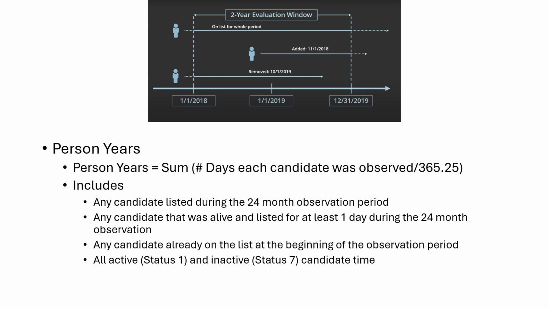Person years is calculated by taking the sum of the number of days each candidate was observed for a specific transplant program during the evaluation period and dividing it by 365.25. Included in this calculation are any candidates that were listed during the 24-month observation period, any candidate that was alive and listed for at least 1 day during the 24-month observation period, any candidate that was already on the list at the beginning of the observation period, as well as all active and inactive candidate time. So to be clear, there is no difference whether a patient was active or inactive. All of that time will be used in the determination of the person years value.